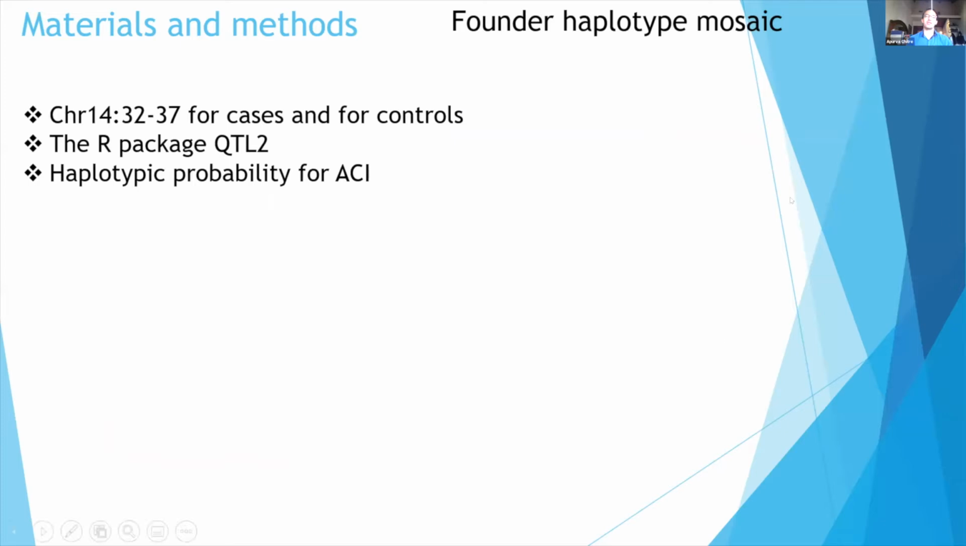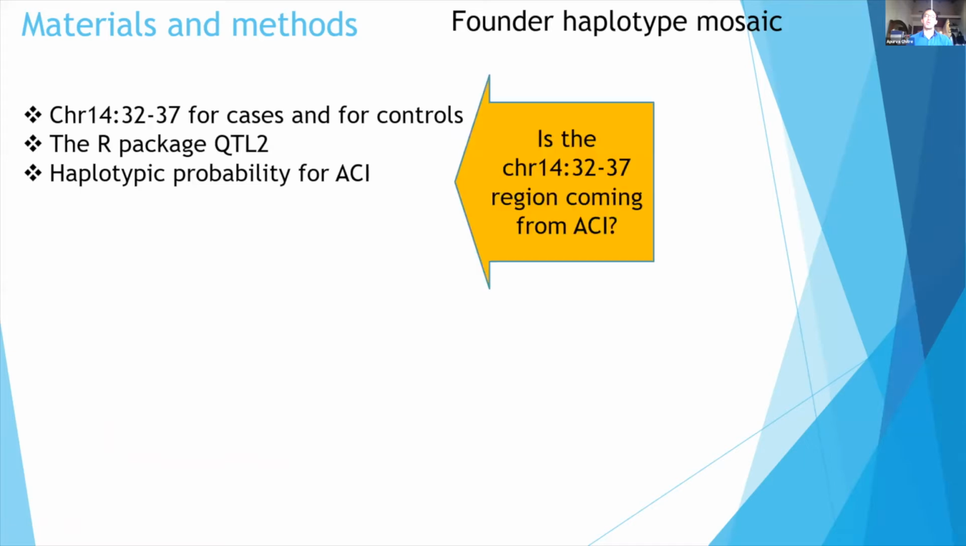We performed a secondary analysis using haplotypic probability estimation. We focused this analysis on the associated region, chromosome 14, 32 to 37 megabase, and also on the haplotypic probability for the ACI strain. The goal of this analysis was to determine if this specific region is more frequently inherited from ACI when we are talking about cases.